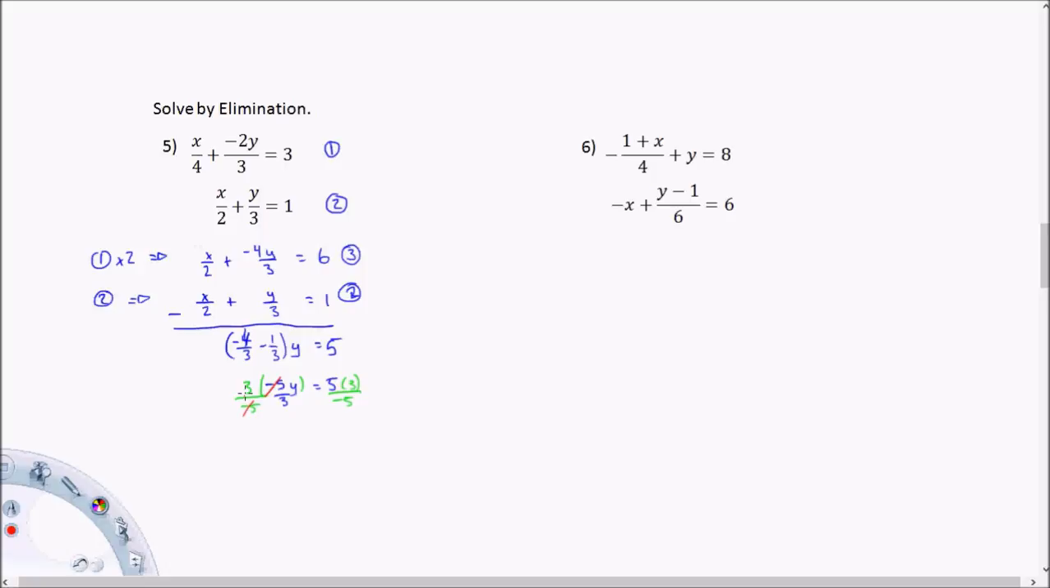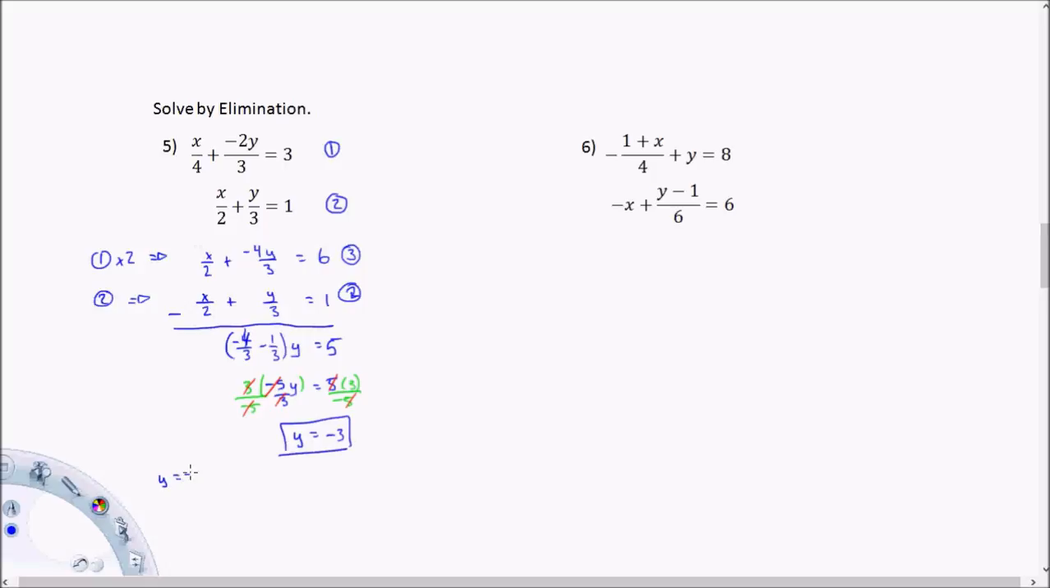The negative 5's cancel out, the 3's cancel out, and coincidentally, the 5's here cancel out too, but the 1 is negative, so let's bring that negative to the numerator when we cancel this out. And we realize that we've isolated for y here, so y would just be equal to negative 3.